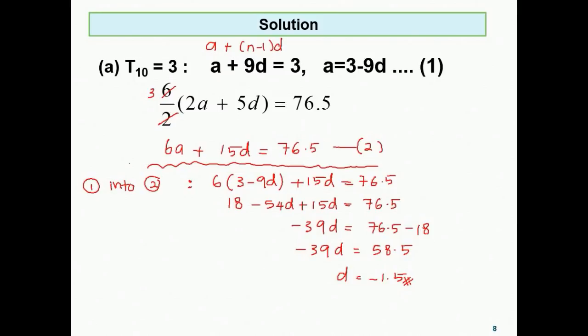So now find the first term by substituting d equals negative 1.5 into equation 1. So therefore, a is equal to 3 minus 9 times negative 1.5. Then the answer for a is equal to 16.5. So the first term is 16.5, and the common difference is negative 1.5.